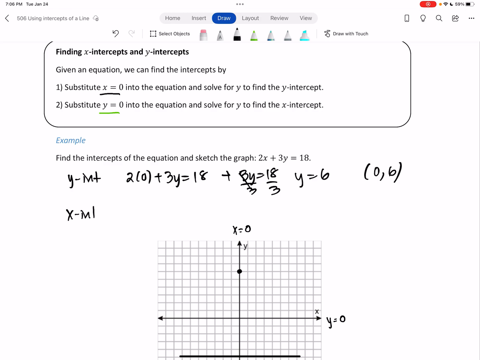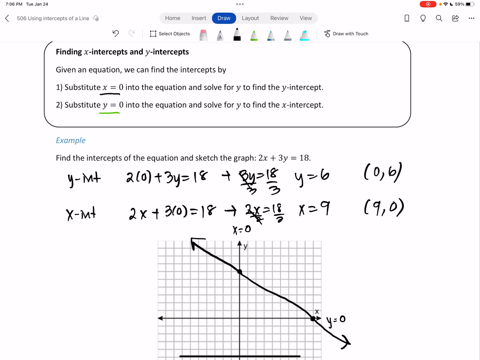To find the x-intercept, I plug in 0 for y. So I get 2x is 18, divide both sides by 2. x is 9, so (9, 0). 1, 2, 3, 4, 5, 6, 7, 8, 9. I just connect the dots, and there's the line.